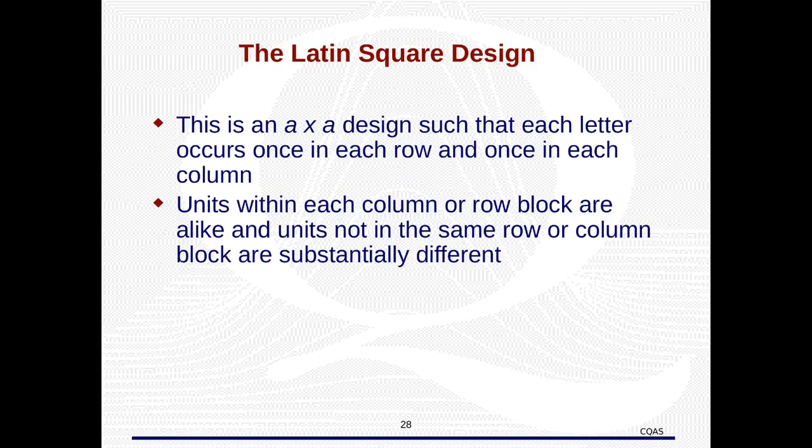This is an a-by-a design, meaning we have a rows and a columns, where a represents the number of treatment levels. The defining characteristic is that each treatment letter appears exactly once in every row and exactly once in every column. This orthogonal structure is powerful because it allows us to control for two blocking factors simultaneously. Units within the same row are homogeneous, as are units within the same column. However, units in different rows and different columns are substantially different from one another.